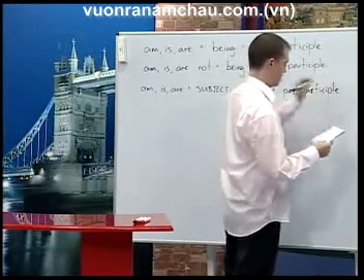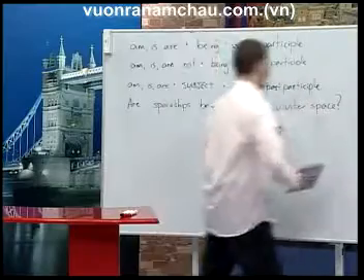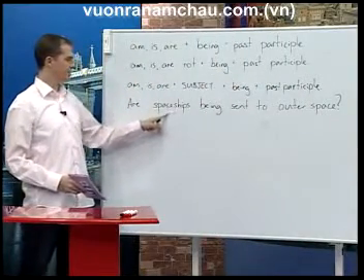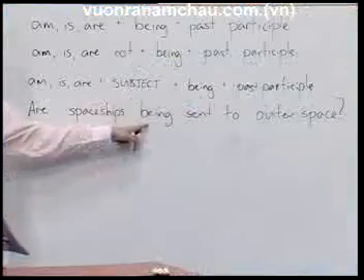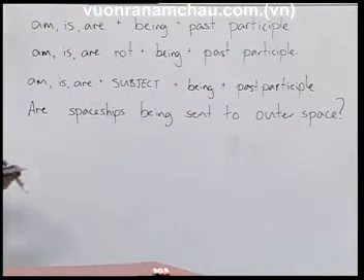For example, are spaceships being sent to outer space? We can see we have the am, is, are, subject, spaceships, being, past participle, sent. Are spaceships being sent to outer space?